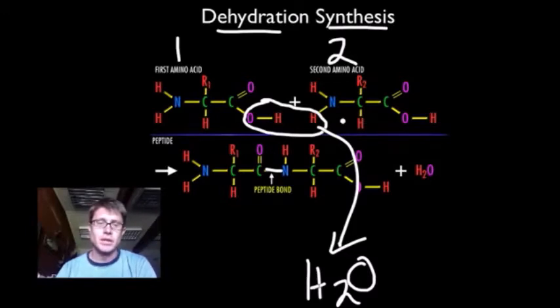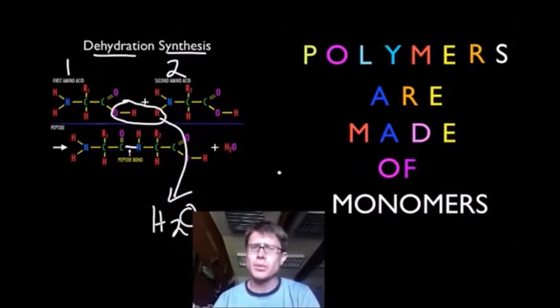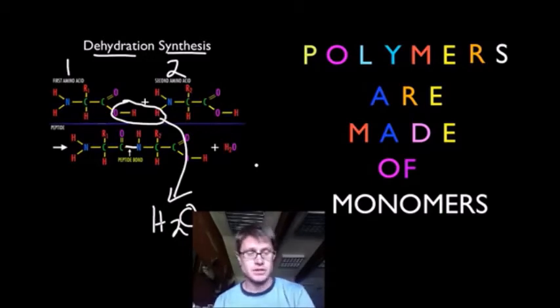So we can attach another one on this side, another one on this side, another one on this side, and eventually we have a protein. Now, that's how we put sugars together, that's how we put amino acids together, and that's how we put nucleic acids together. It's through dehydration synthesis.